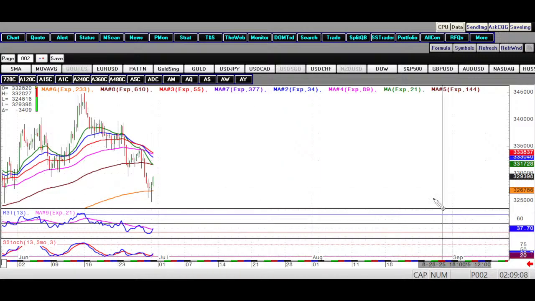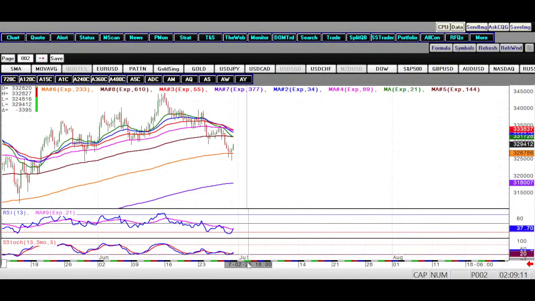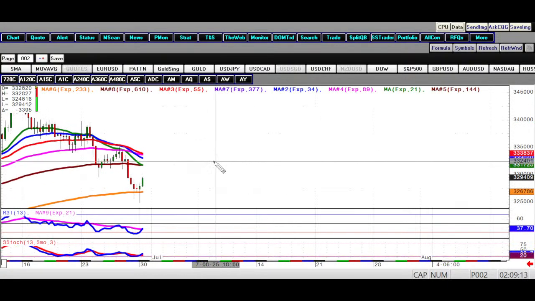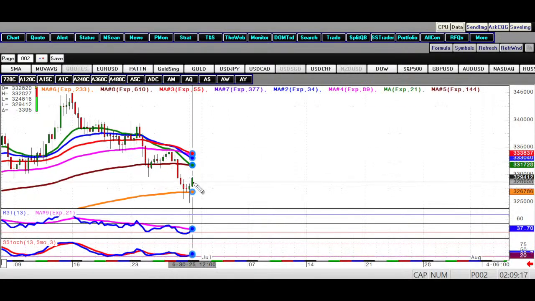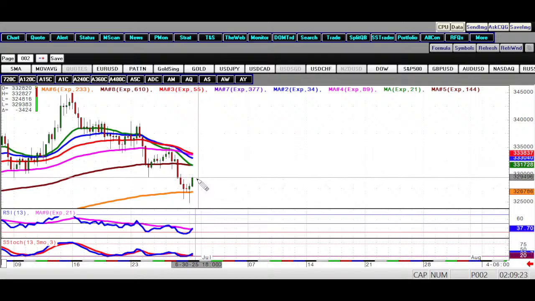First of all, looking at the gold now. When I say the time control, if we look now, this is a 2 hour candle, and we have 1 hour left on this candle.